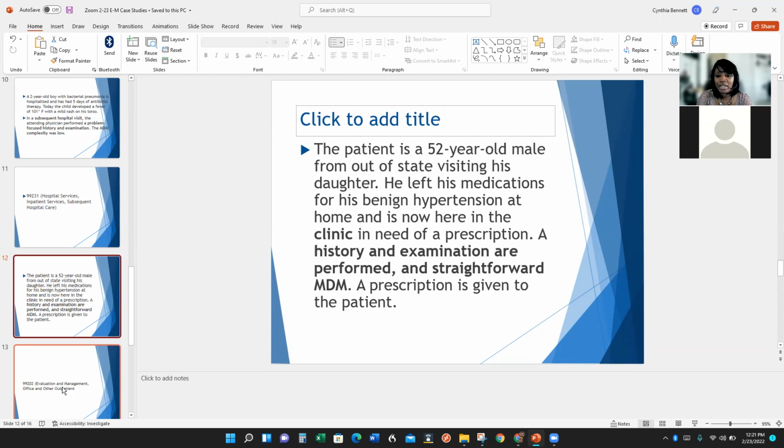And if you notice in your CPT manual that your sections in your E&M, after you see the code, it'll have the history, exam, and then it'll have the medical decision-making. So once you look at the history, exam, and the medical decision-making, you can see the differences in each of the codes.